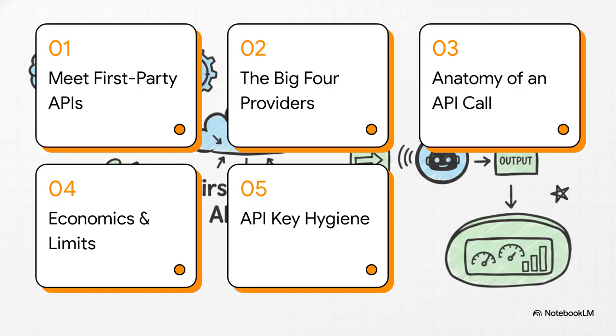We'll kick things off by meeting first-party APIs, then introduce the big four providers out there. After that, we'll break down the actual anatomy of an API call, map out token economics and limits, and finally, we'll wrap up with some absolutely essential API key hygiene. Don't worry, we are breaking this whole complex topic down logically, step by step.